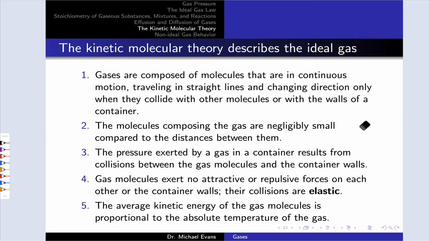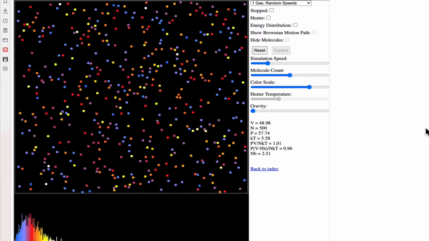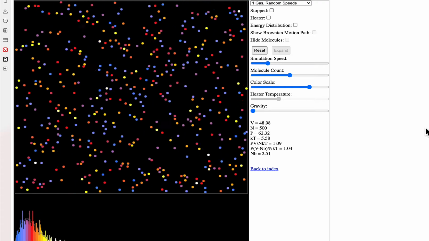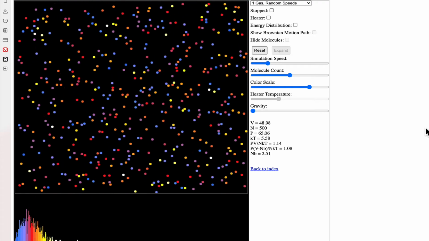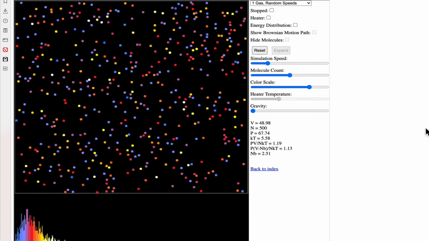The kinetic molecular theory has 5 fundamental assumptions that underlie it. And before we get to these assumptions, I want to actually show you the model so that we can begin to think through some of these things. So what you're looking at is the ideal gas model, a set of particles that obey the kinetic molecular theory, is another way to say it.